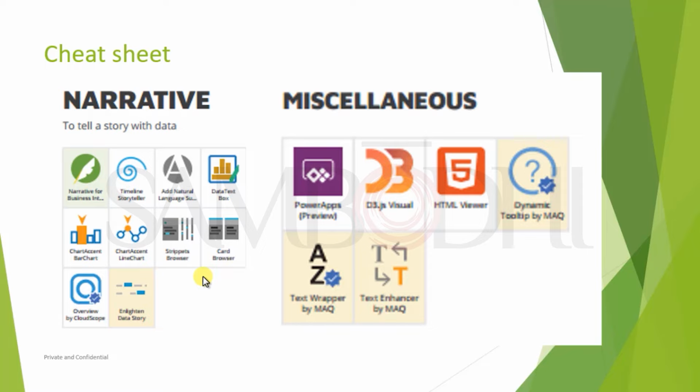Then there are certain miscellaneous charts which include a Power Apps chart, DS Visual, and HTML viewer, and these help you display that content. For example, the HTML viewer is going to show you the HTML content available in your data source. So a good way of doing things is having an HTML viewer visual so that it renders the content properly.